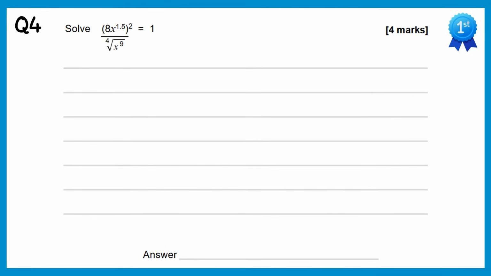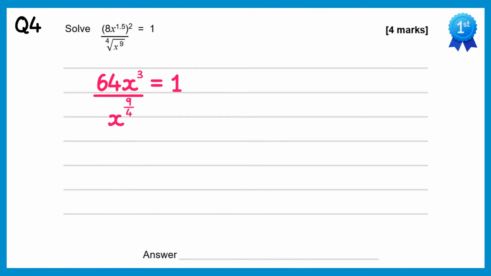For this question, we'll start with the top of the fraction. So we need to raise 8 to the power 2, so 8 squared. And then we multiply the indices, so 1.5 times 2 is 3, so we've got x to the power 3. And of course 8 squared is just 64, so we've got 64 times x cubed, or 64x cubed. On the bottom of the fraction we've got the fourth root of x to the power 9. This could be rewritten as x to the power 9 over 4, and this equals 1.